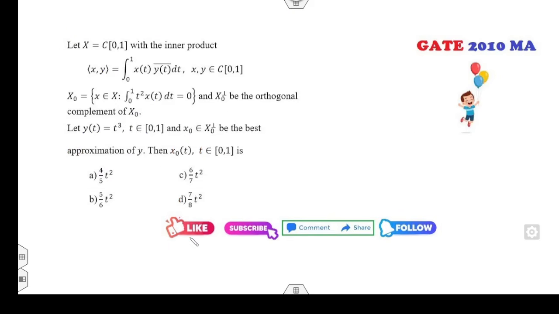Okay, look at this next one. X is in a product space, orthogonal complement, best approximation. Always remember students, whenever your target is to find the best approximation, your target is to find the projection.